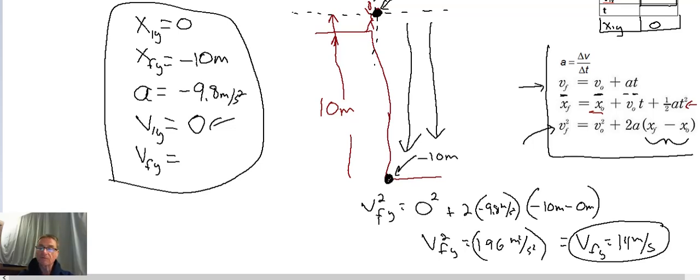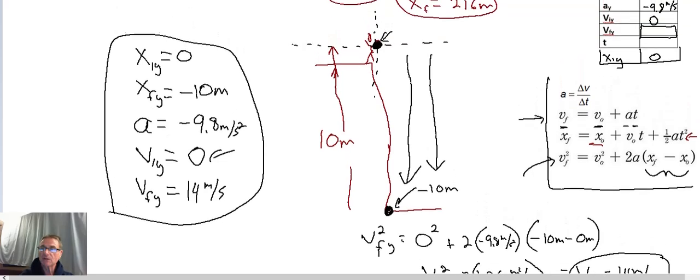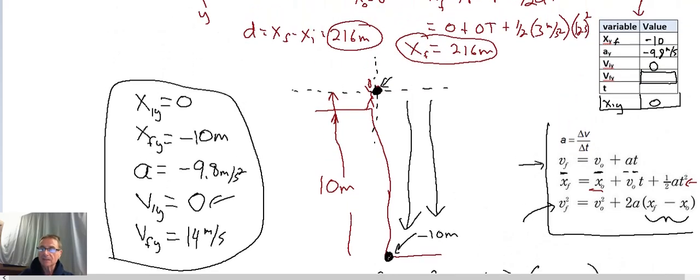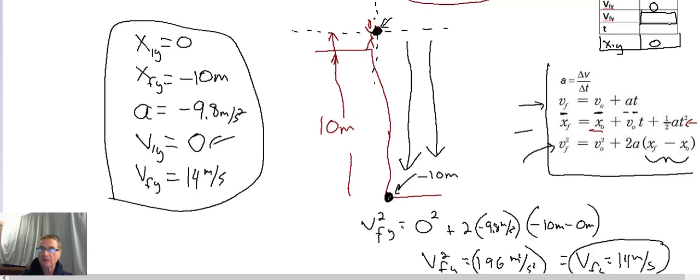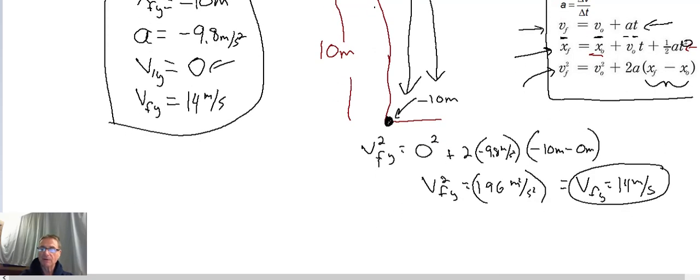Now, we could also find out how long the object was in the air for. So let's plug this 14 meters per second in over here, and let's see if we can find an equation that would get us the time. Well, let's see. We have a couple of equations here. We have this one here. We could get time using that one, but it's got a squared term up there, and that's kind of ugly. We also have this equation here, v final equals v initial plus at. All right, that one might be a little more palatable to use. So let's see if we can use that one.